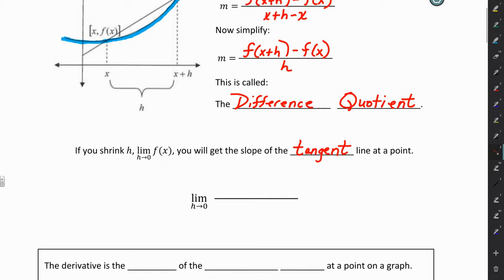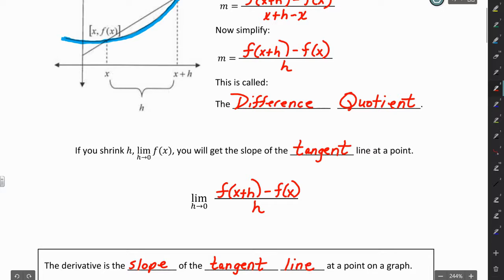The derivative is the limit as h approaches 0 of f of x plus h minus f of x over h. So the derivative is the slope of the tangent line at a point on the graph. So just to be really clear, let me give you another quick example. Here's a curve. And this curve has many different slopes. So we have a slope here, and here, and here, and they're all different.